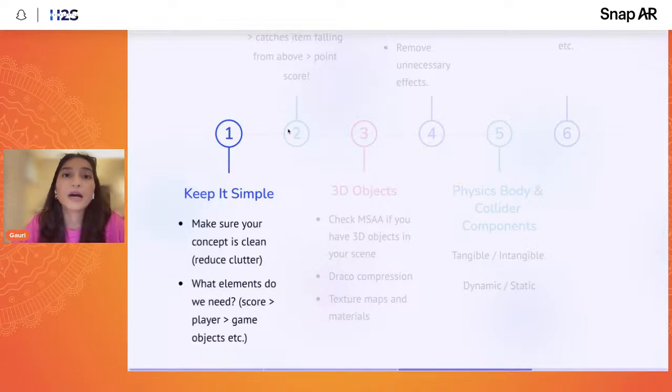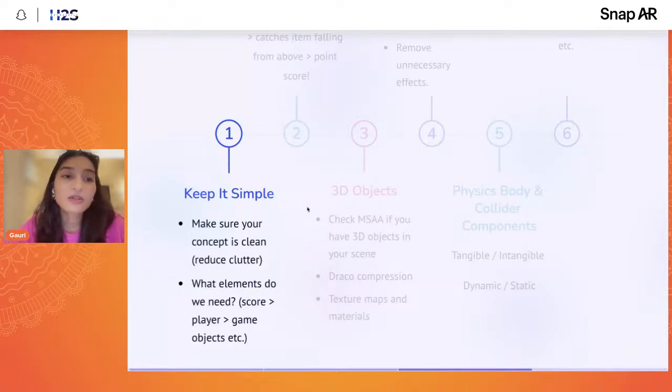If some of you don't have a coding background, you can make your lens really strong with your visual effects and illustrations, or any kind of motion graphics that you want to include within the lens. Definitely reduce clutter and make sure that you know what elements you absolutely need, and remove all unnecessary elements in your lens.